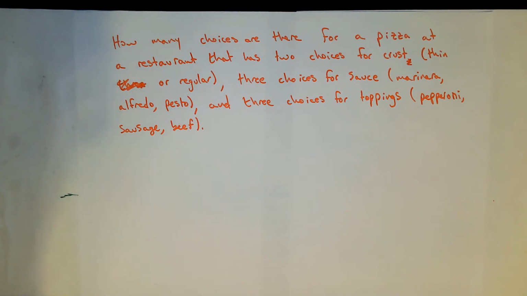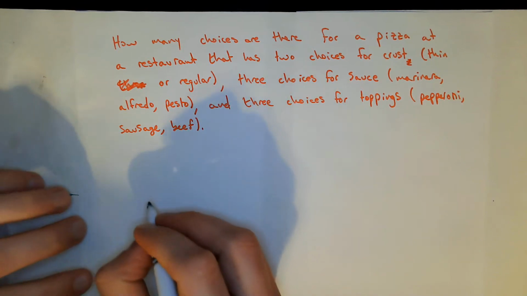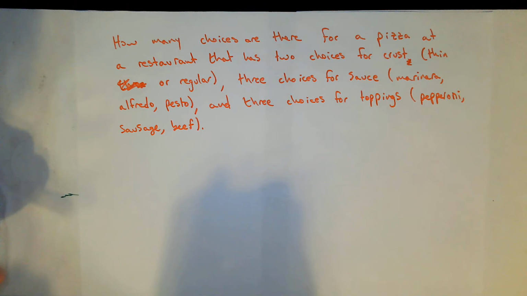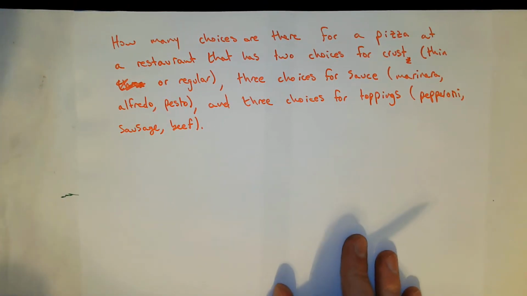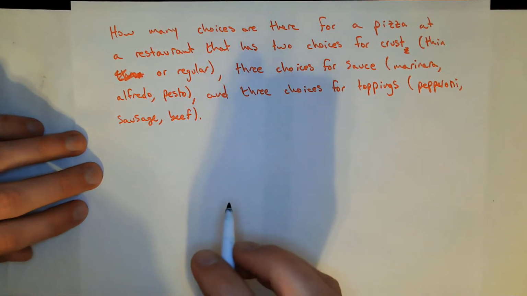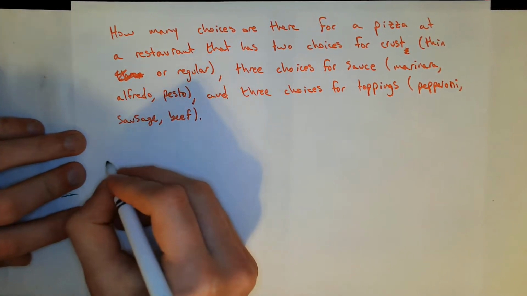Okay, so this is how you do this. Well, actually, first I'm going to do a tree diagram, right? That's what I said I was going to do here before we get into writing down the number of options for each and all that. Okay, so first you have choice of crust.